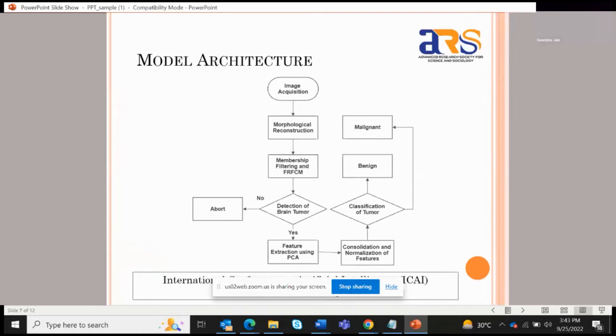So now, to give a final workflow and architecture of the proposed model, this is how it looks. It starts from image acquisition, then morphological reconstruction is performed. The reconstructed image is subjected to membership filtering and FRFCM. Based on this, the presence of tumor is confirmed. If it is a yes, then feature extraction is done using PCA, which, like I just said, is principal component analysis. Then the features are consolidated and normalized, and finally, the tumor is classified as benign or malignant. So this is an end-to-end depiction of the proposed model.